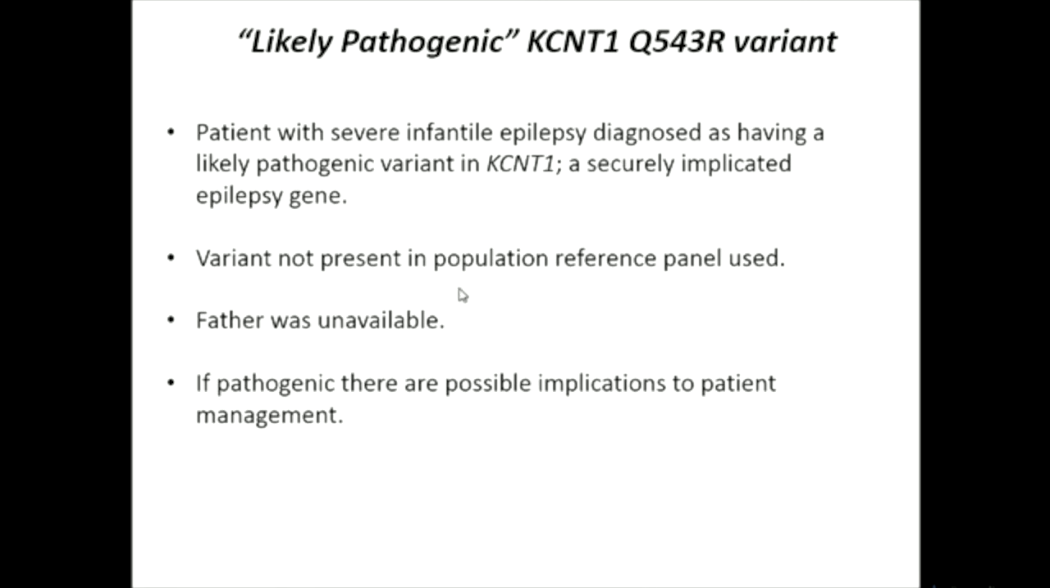The variant itself was not present in the population reference panel that was used. However, at the time, father was unavailable, so mother did not have this variant, child did. It was not seen in the reference panel that they had. And what's important here is that if this variant was actually pathogenic and resulted in a gain of function like most of the KCNT1 positive epilepsies do, then there could have been an opportunity for trialing an FDA-approved compound called quinidine that has been shown in oocyte models to bring down the gain of function effect in the actual mutations that patients have had.